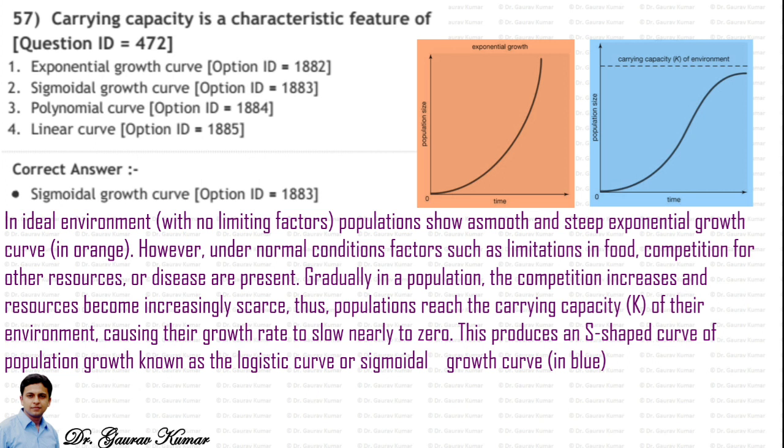So carrying capacity is the maximum tolerance threshold the environment has to properly carry a population or a biotic community. This causes their growth rate to slow. When the population reaches the carrying capacity, their growth rate starts slowing down and becomes nearly zero. This produces an S-shaped curve of population growth known as the logistic curve or sigmoidal growth curve, which is shown in blue.